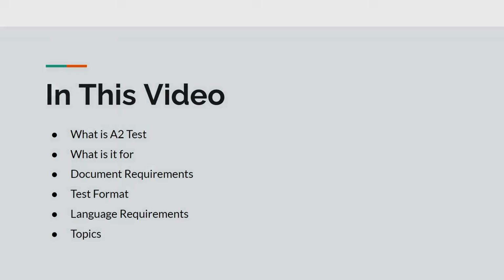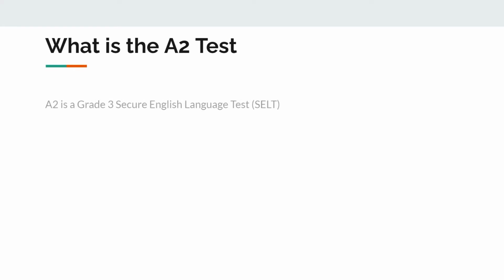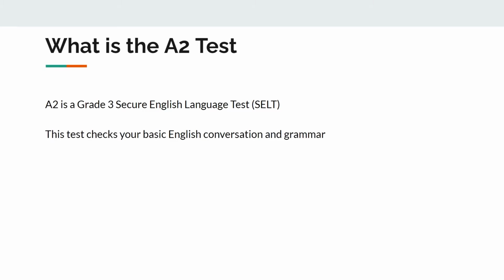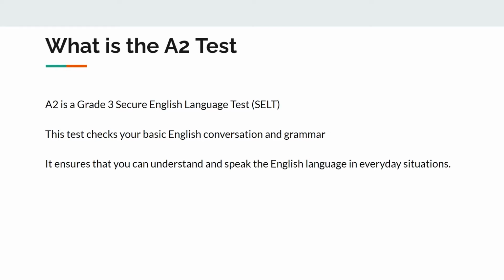So first of all, what is the A2 test? The A2 test is a grade 3 secure English language test. This test checks your basic English conversation and grammar. It ensures that you can understand and speak English in everyday situations. It is a speaking and listening test only, and there is no writing involved.